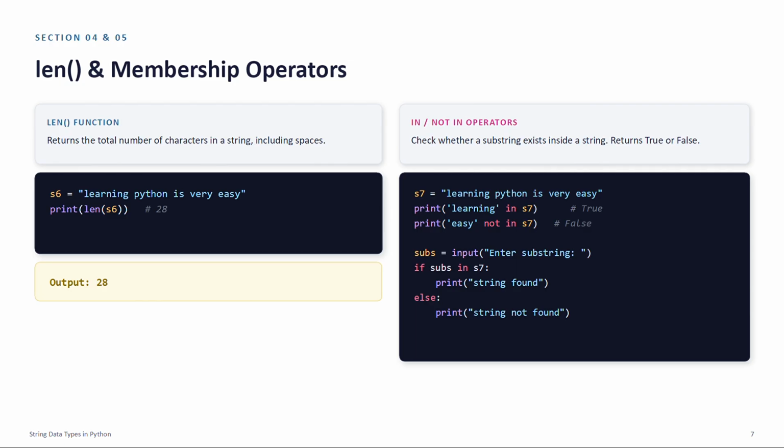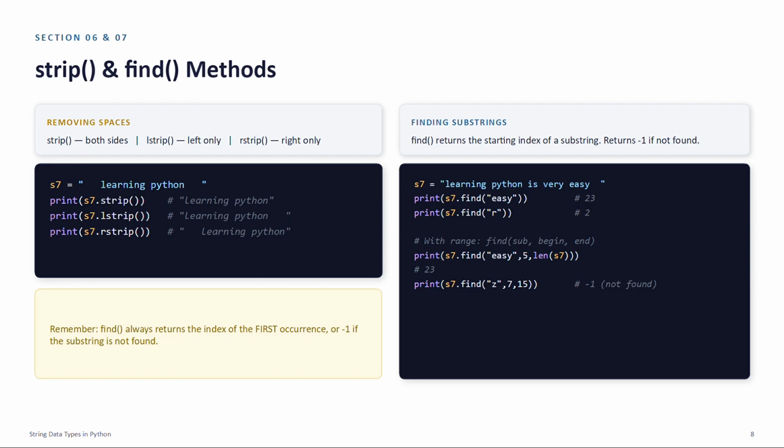Now let's see the next concept, the strip and find methods. The strip method cleans the extra spaces from your user input. Python gives three tools: strip, lstrip, and rstrip. The strip function helps to remove the spaces from both sides. lstrip will remove the spaces from the left side only, and rstrip will remove the spaces from the right side only.